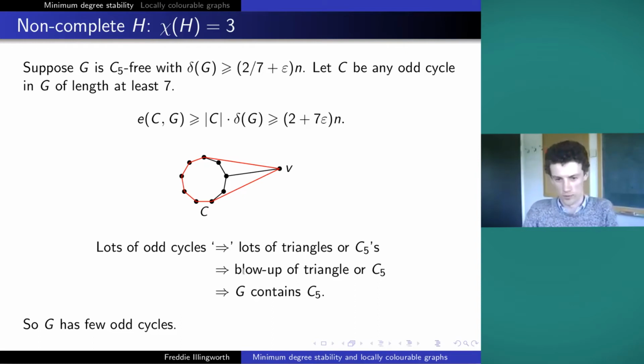But blow-ups of triangles contain C5s. Obviously, blow-ups of C5s contain C5s. So if there are lots of odd cycles in your graph, then G contains a 5-cycle, which is a contradiction. So actually, G must have few odd cycles.